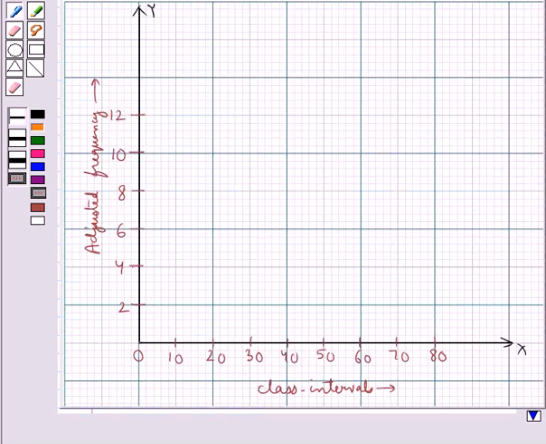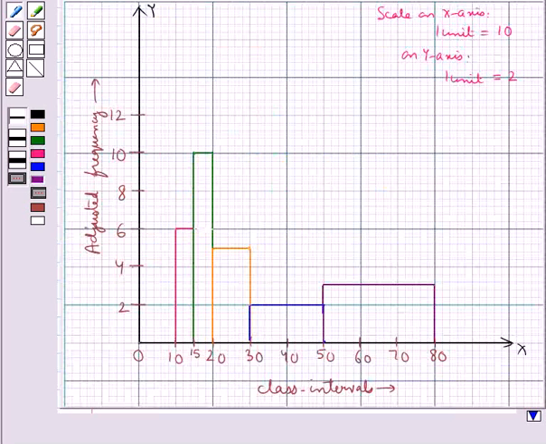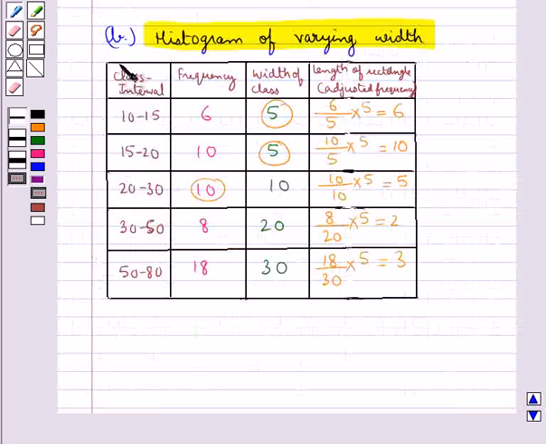To draw the histogram of varying width, we take the class intervals on the x-axis, with the scale on the x-axis as 1 unit equal to 10, and the scale on the y-axis as 1 unit equal to 2. On the y-axis, we represent the adjusted frequency that we have just calculated. Now we shall draw the rectangular bars. This is the histogram of varying width representing the given data.